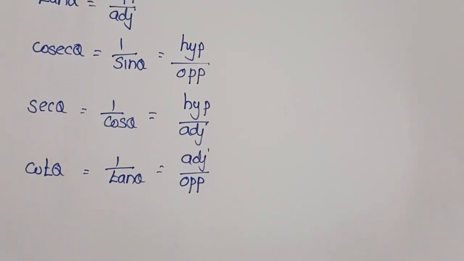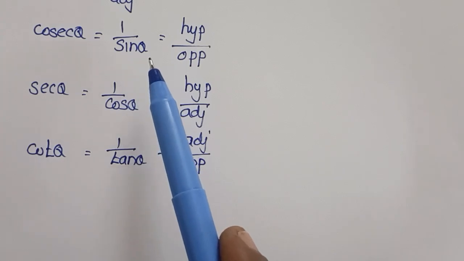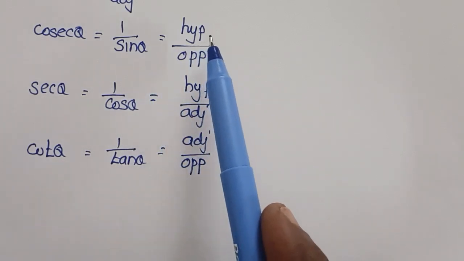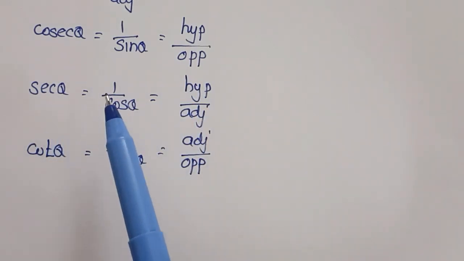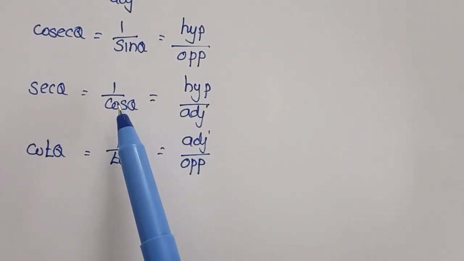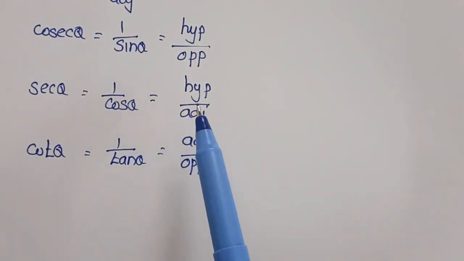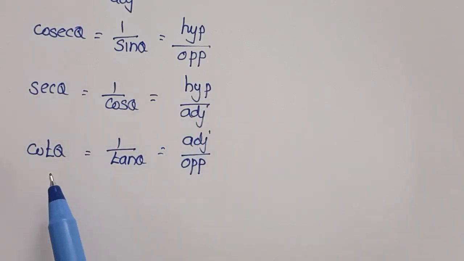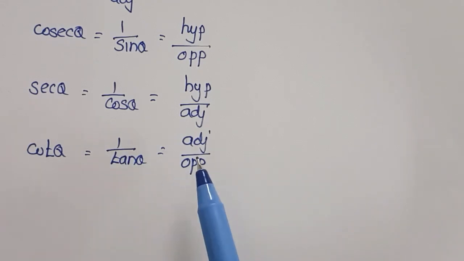Now cosec theta. Cosec theta means the reciprocal of sin theta. Sin theta is opposite by hypotenuse, therefore it will become hypotenuse by opposite side. Sec theta is the reciprocal of cos theta, that is 1 by cos theta, and cos theta is adjacent by hypotenuse. Therefore, sec theta equals hypotenuse by adjacent. Cot theta is the reciprocal of tan theta, that is 1 by tan theta. Tan theta is opposite by adjacent. Therefore, cot theta is adjacent by opposite.